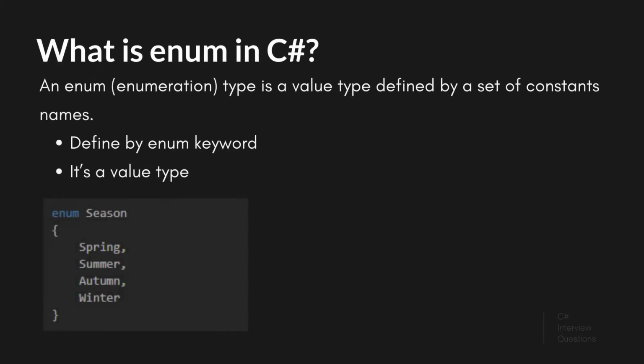Next question is, what is enum in C#? Enum or enumeration type is a value type defined by a set of constant names. We define an enumeration in C# by the enum keyword, and also it's a value type.